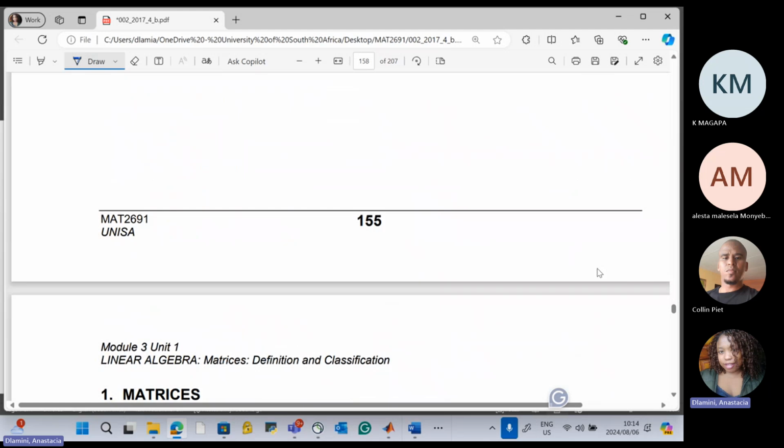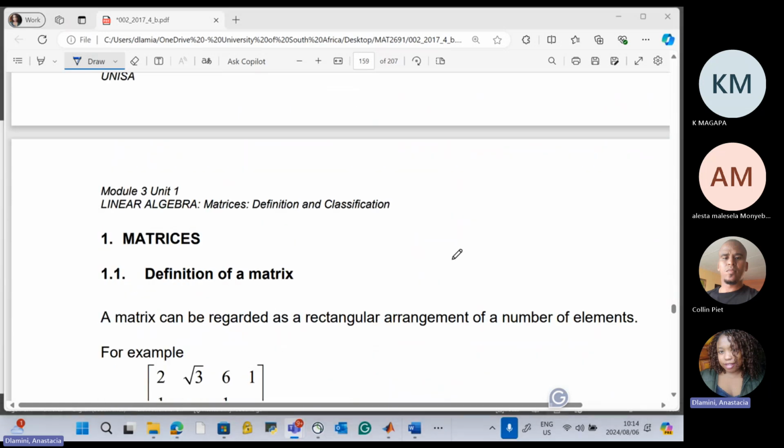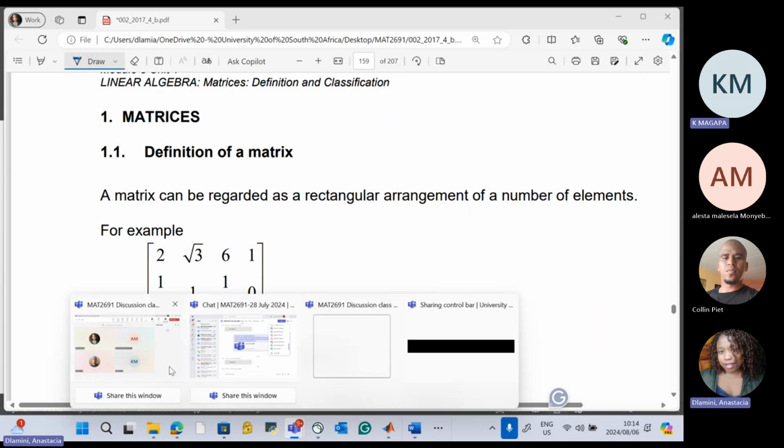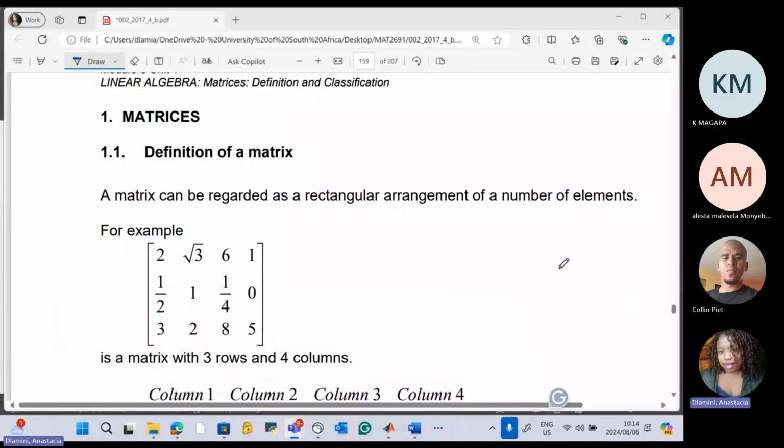So, do you guys have a clue on what matrices are? Or it's the first time? Guys? Hello. Is it your first time to hear the word matrices? No, it's not the first time, ma'am. Okay, so then we can just go through the definitions fast.